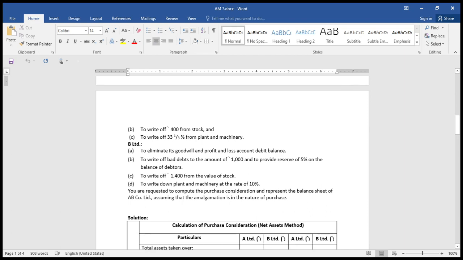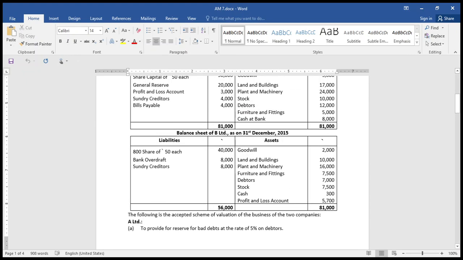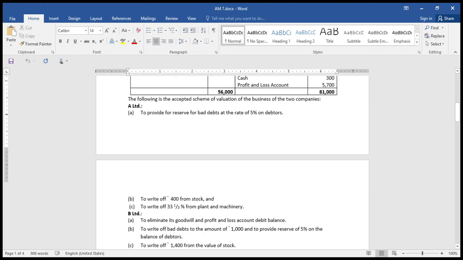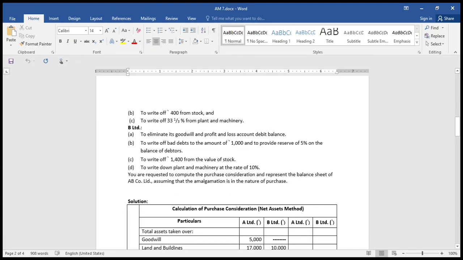Next, in case of B Limited, to eliminate its goodwill and profit and loss account debit balance. In B Limited we have goodwill worth rupees 2,000 and profit and loss account 5,700. Anyhow, the profit and loss account will be written off by transferring it to shareholders account. And while calculating purchase consideration, goodwill should not be shown. So goodwill will be considered worthless here.